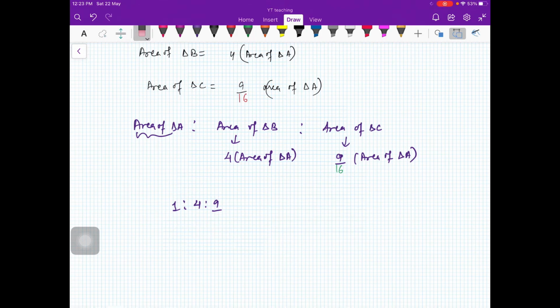Let me erase it. We'll write again. Okay, so you have 16 here, triangle A, B, C area. So you get 16 is to 64 is to 9. So which one is the largest triangle? This is B. Triangle B is largest, and then triangle A, and then triangle C. Right? So this is how their areas are related.